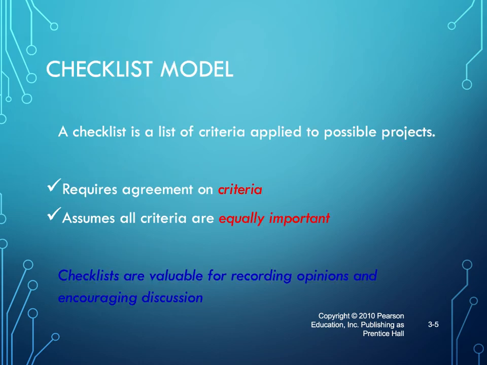So the first one will be the checklist model. Basically, we have a list of items that you need to check, whether the requirements agree. Does the project or the product fall into the requirement? So, and assume everything is equally important. So not only that, you do have discussion, pros and cons, strengths and weaknesses.